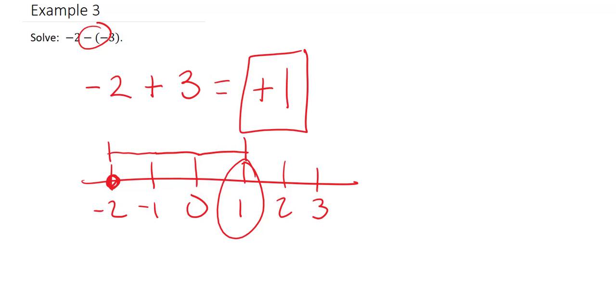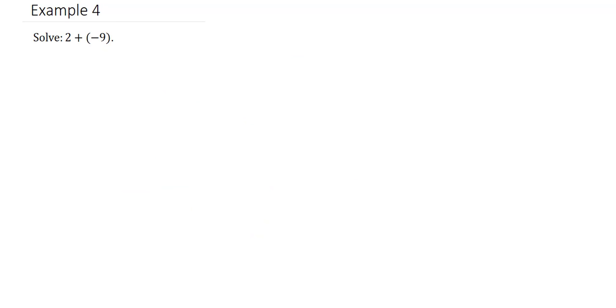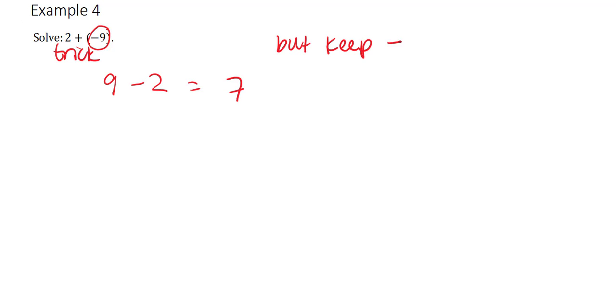Now, let's do another example. Example 4. So we have 2 plus -9. So this is where we could use our trick that we learned in the previous example, where this is 2 plus 9. So rather than doing this on a number line, we could just go ahead and go 9 minus 2. So we're using our trick, and we get 7, but we're going to keep the negative sign.